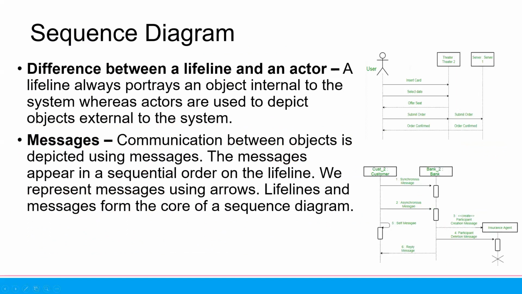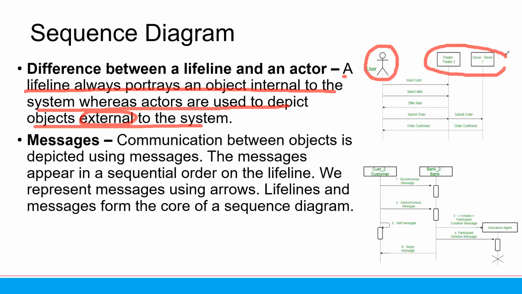So the difference between a lifeline and an actor is like this. A lifeline always portrays an object internal to the system, whereas actors are used to depict objects external to the system. So here, usually we call it the external, someone who accesses the system. But this lifeline, we call it the internal part of the system.